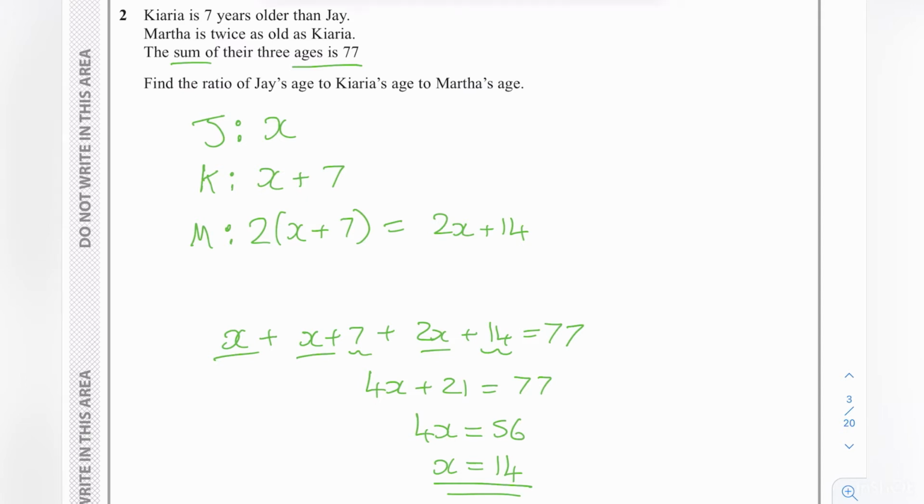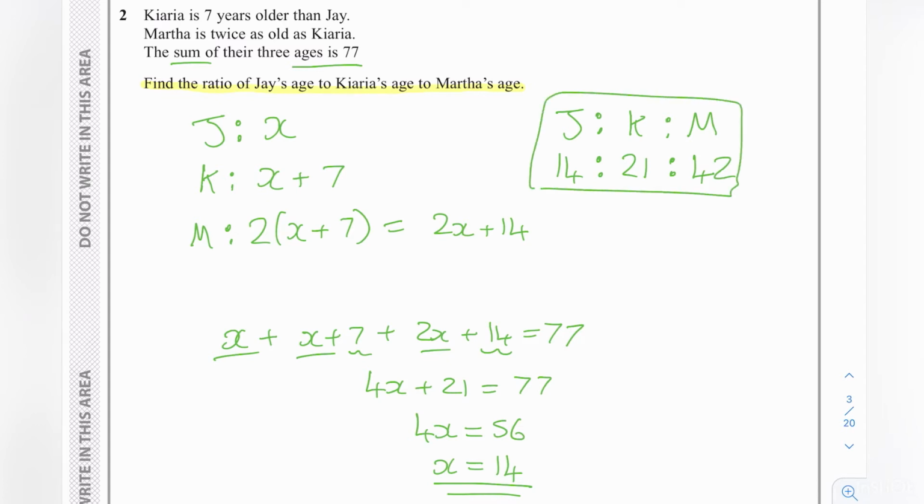Just read the question carefully. It wants us to find the ratio of Jay's age to Kiara's age to Martha's age. So Jay, Kiara, Martha. We know that Jay is X, so that's just 14. Kiara is 7 years older, so 21. And Martha is twice as old as Kiara. So your final answer should look like that.